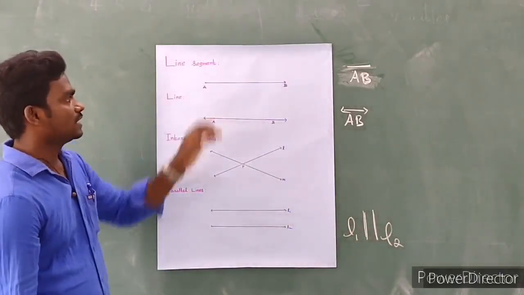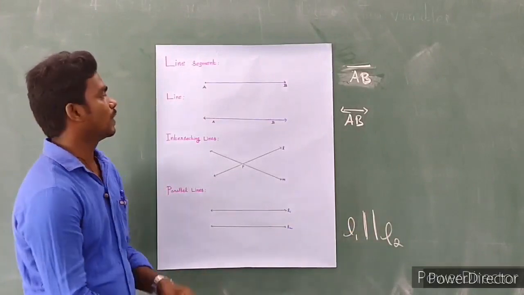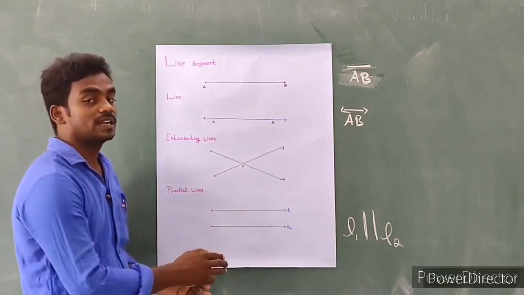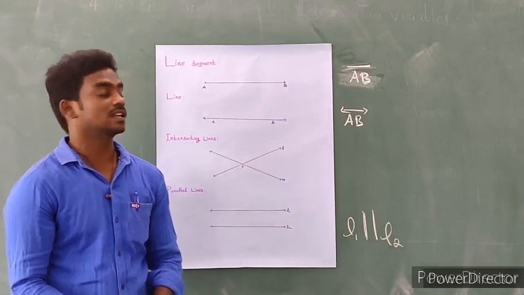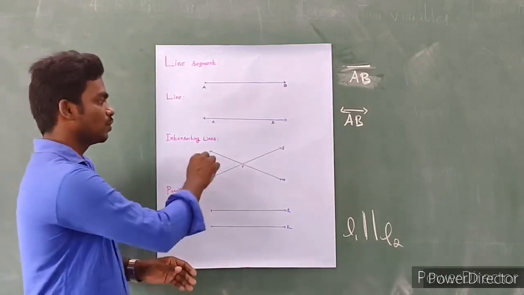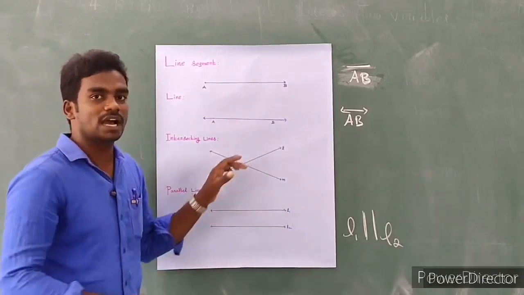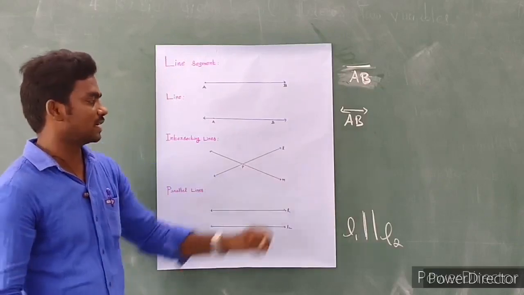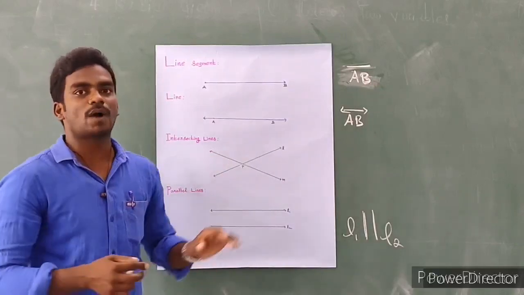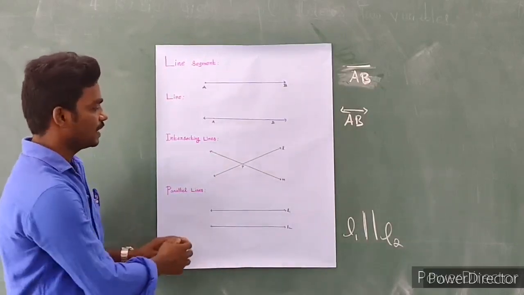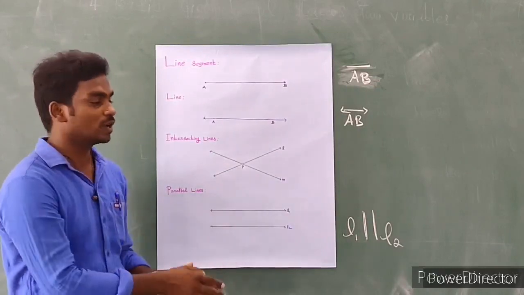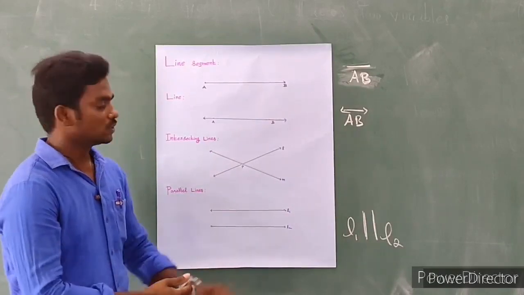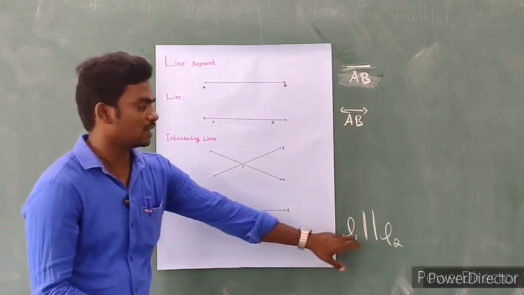First one, a line segment is the shortest distance between two points. A line is a line segment extended in both directions endlessly. Intersecting lines: two lines meeting at any one point are called intersecting lines, and this point P is called the point of intersection. Parallel lines: these two lines do not meet at any point, so line L1 is parallel to line L2.